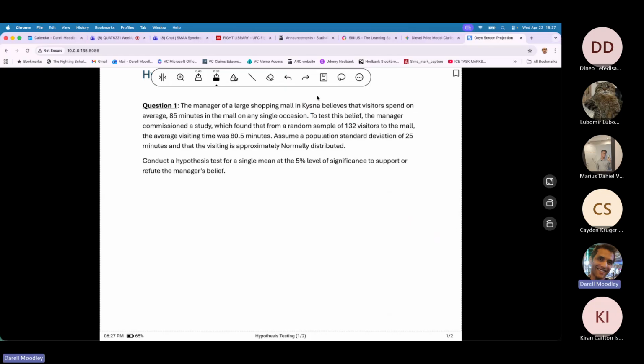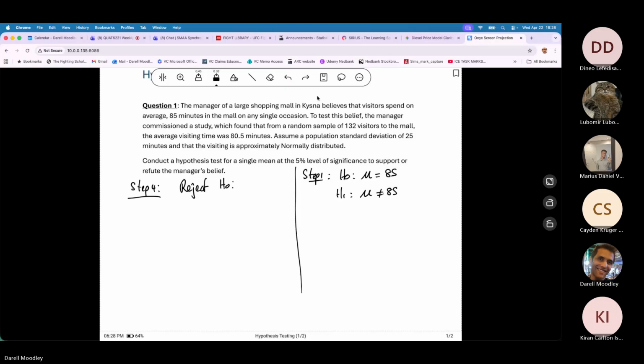Okay, so what we found in step 4, we said we reject H naught. Okay, that's what we said. Now I'm just going to rewrite step 1 so you can check what conclusion we make, right? So in step 1, this is what we did. We had your H naught and your H1. H naught was that your average is 85 minutes, and H1 is that the average is not 85 minutes. And this is why I put a little comment here, to say that this is the manager's claim.